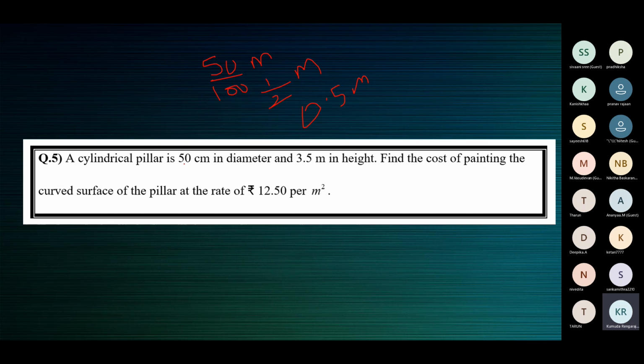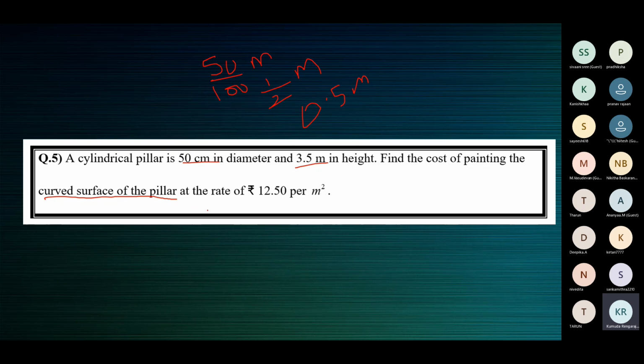So see here for the cylindrical pillar, the radius is given, the height is given. What more do you need? Find the cost of painting the curved surface of the pillar. So you don't have to worry about what portion is to be painted. That is given to you straight away. Find the cost of painting the curved surface of the pillar.